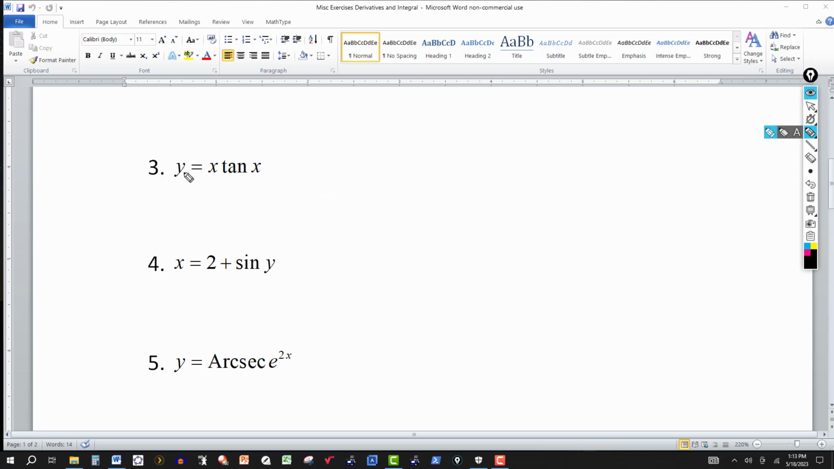Okay, for number 3 we have y equal to x times tangent x. That means we have a product here. So this will suggest a product rule. So it's y prime, and it's the first function here, x, times the derivative of the second. The derivative of tangent x is secant squared. And then it's the second times the derivative of the first. Derivative of x is 1. So we wind up with this answer.